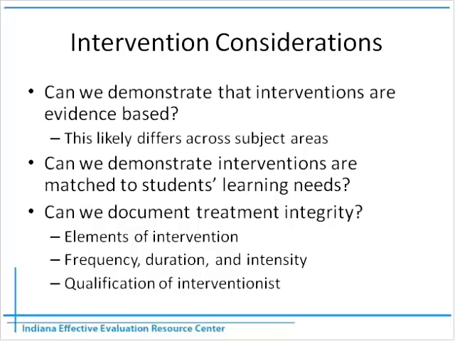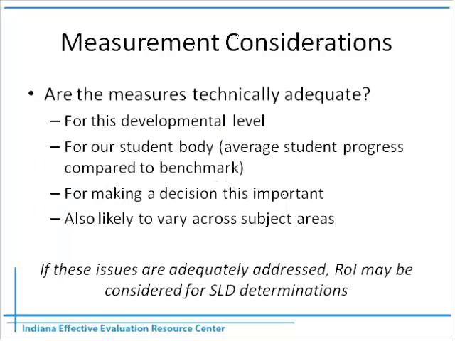That is, are we monitoring the implementation of the intervention so that we know students are receiving all the elements that make the intervention evidence-based? Are they getting the intervention as often and for as long and with the intensity that we intended? And have we documented the qualifications and training of our interventionists to deliver that intervention? So those are some questions that need to be addressed from the intervention side before we would want to consider using rate of improvement data as a key piece of the SLD determination. If these questions can't be answered to our satisfaction, then it's unclear whether the rate of improvement is related to a learning disability or whether it's related to factors that are characteristic of our intervention.